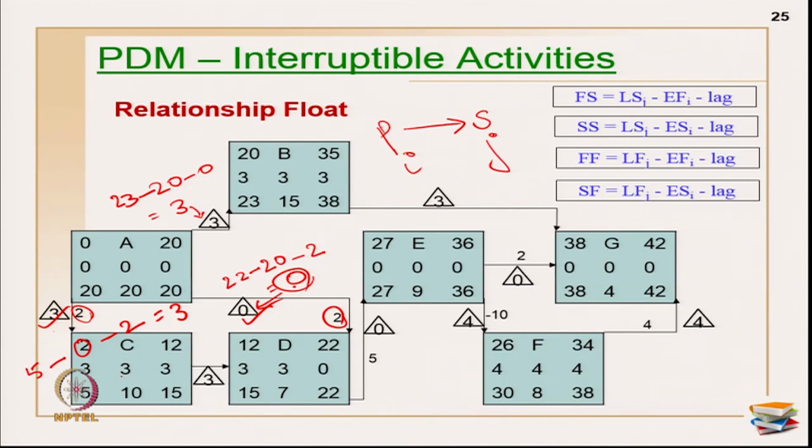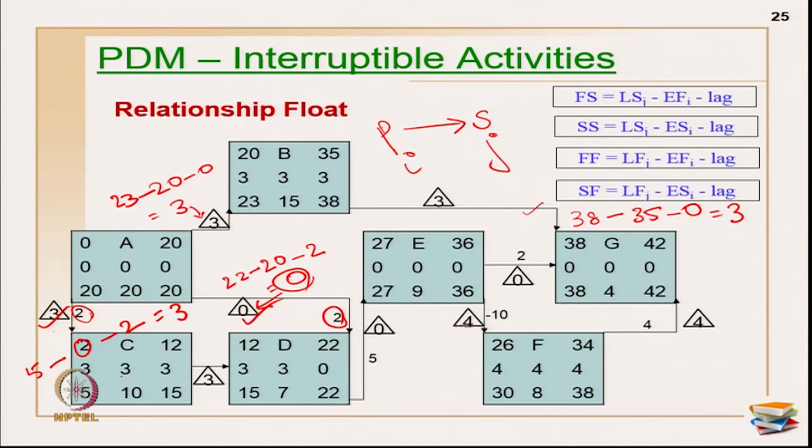Now, let us do one more. Let us take this relationship, this is primarily a finish to start relationship. Late start is 38 here, minus early finish of this activity is 35, minus there is no lead or lag. So, this becomes 3 here.